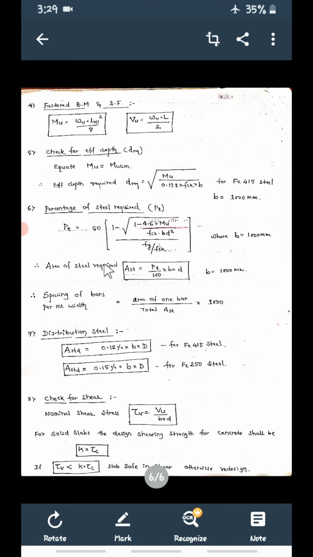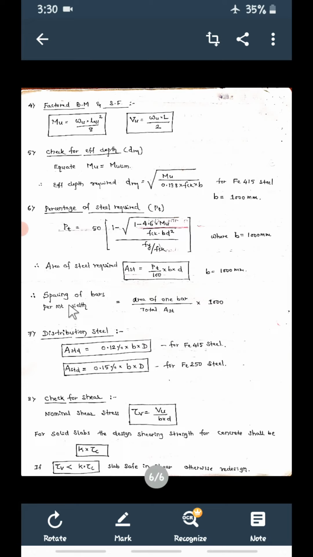So we'll get the area of steel. Okay, so percentage you will get first, then area of steel is equal to PT divided by 100 into B into D. Again B is 1000 mm. Then as I told, don't calculate number of bars here. So calculate spacing of bars.